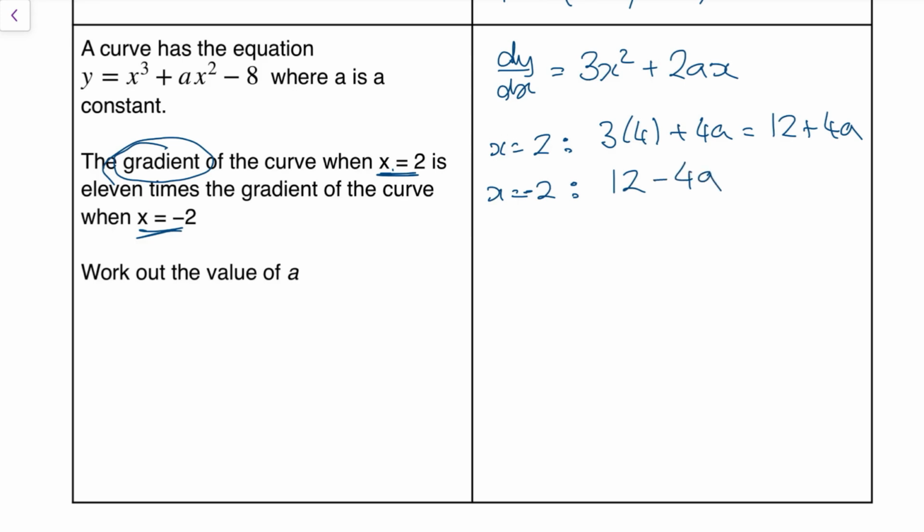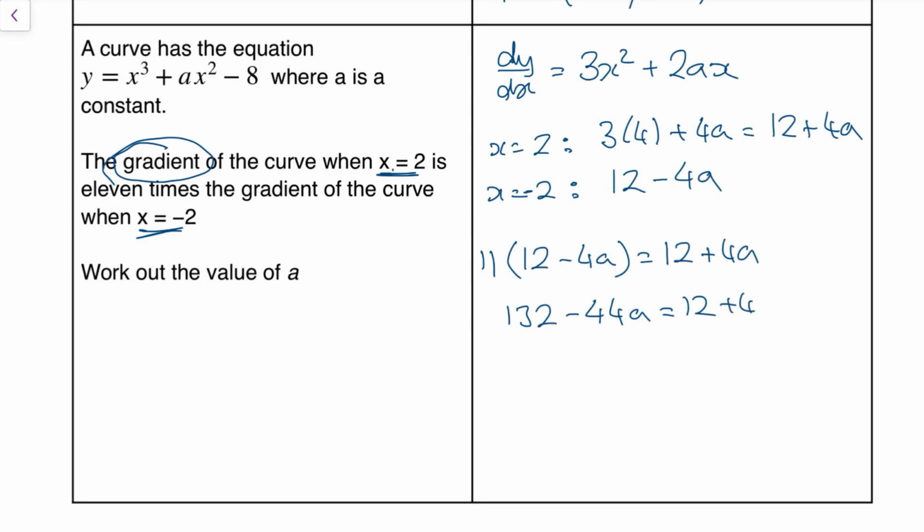And I know, let's get this right around carefully, the gradient at x equals 2 is 11 times the gradient at x equals -2. So I need to take the gradient at x equals -2 and multiply that by 11, and that's going to give me the gradient at x equals 2. 11 times 12 is 132. 11 times -4a is -44a. That's just a 12, and that's a 4a.